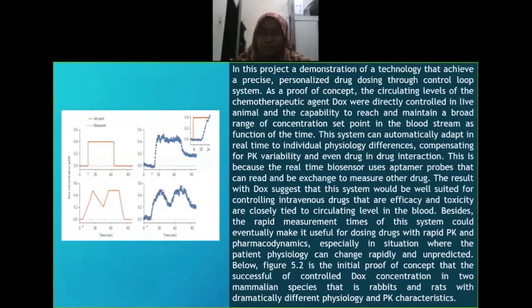The rapid measurement time of this system could eventually make it useful for dosing drugs with rapid PK or pharmacodynamics, especially in situations where the patient physiology can change rapidly and unpredictably. Below, Figure 5.2 is the initial proof of concept of the successful control of drug concentration in mammalian species, that is rabbit and rat, with dramatically different physiology and PK characteristics.